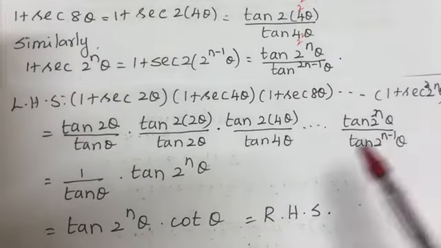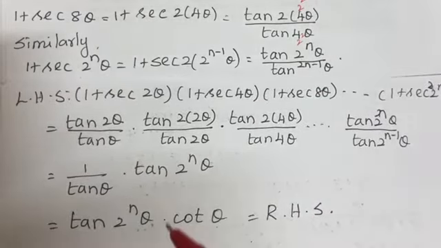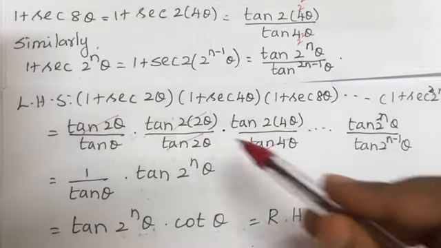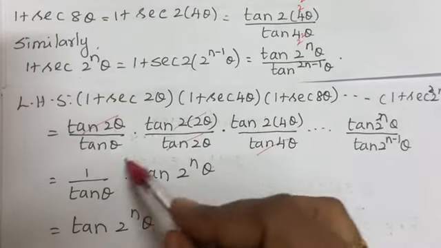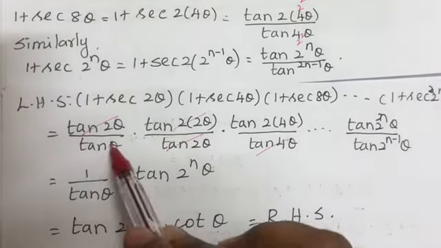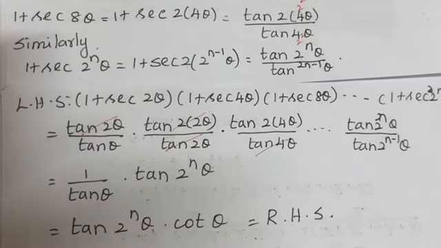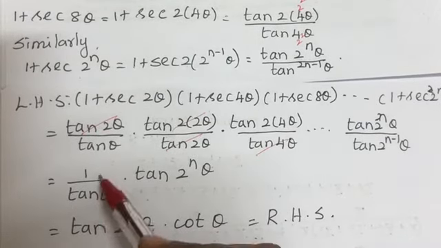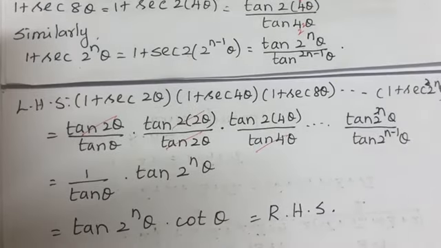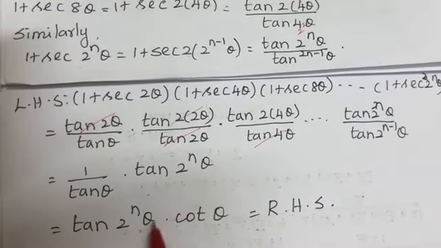Okay, so all of the terms here, tan 2 theta will get cancelled. Tan 2 into 2 theta, tan 4 theta will get cancelled. Similarly, all the terms will get cancelled except 1 by tan theta and tan 2 per n theta. இந்த கீழே உள்ளது இதுவும் தவிர மீதி அந்த terms எல்லாம் cancel ஆகிடும். So, that is equal to 1 by tan theta into tan 2 per n theta. That is tan 2 per n theta into 1 by tan, I write it as cot theta. That is our right hand side.